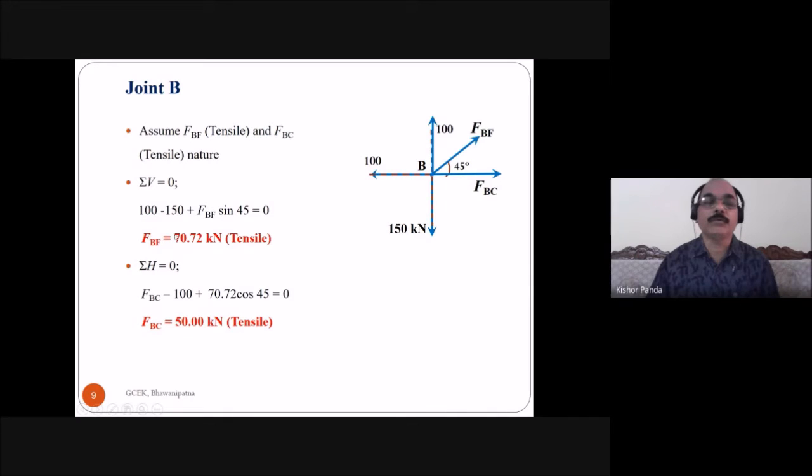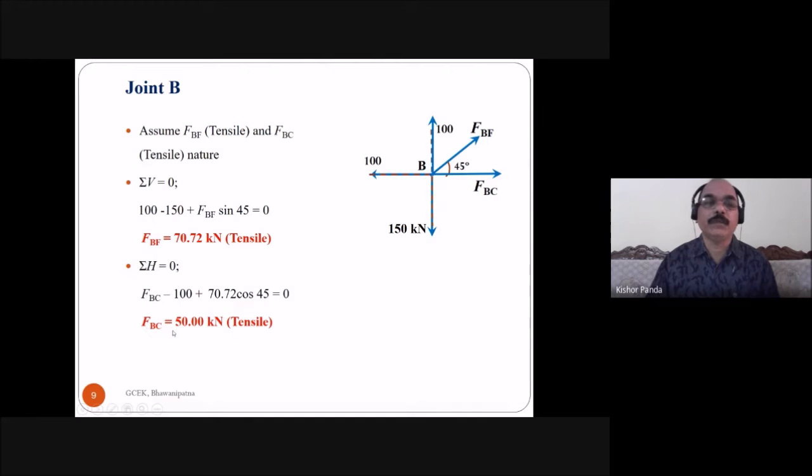Here also you got the positive value, and the assumed direction is okay. FBF is of tensile nature. Similarly, take the summation of horizontal forces equal to 0. Here this is one horizontal force, this is another horizontal force, and take the horizontal component of the inclined force. So FBC plus FBF cos 45 minus 100 is equal to 0. FBF is 70.72, so 70.72 cos 45, and this is in the opposite direction, minus 100 is equal to 0.